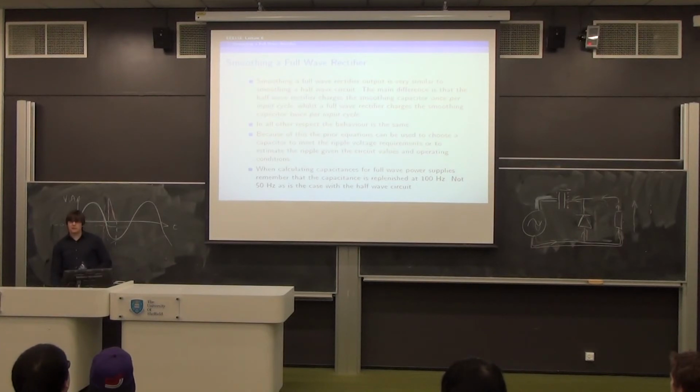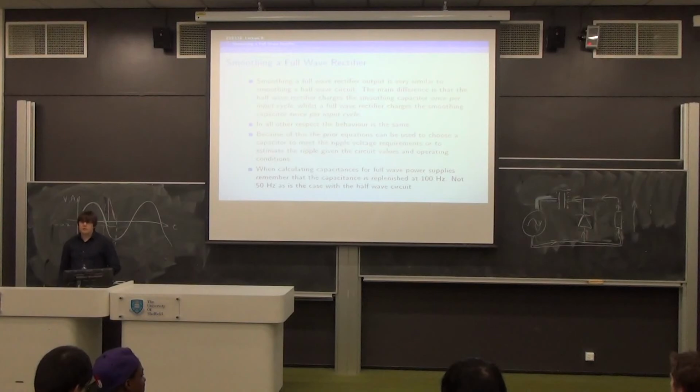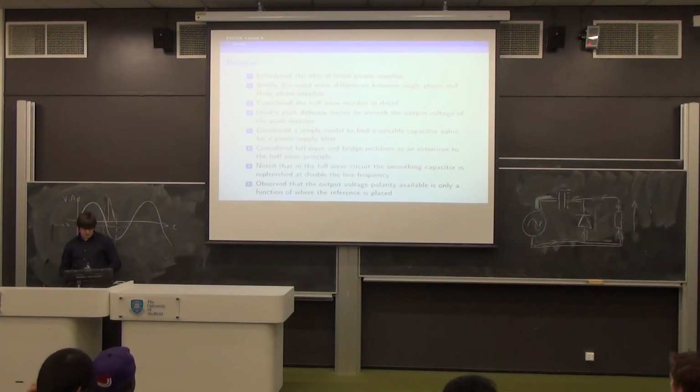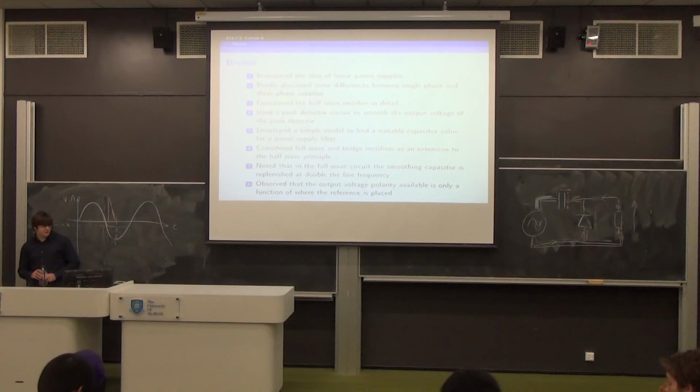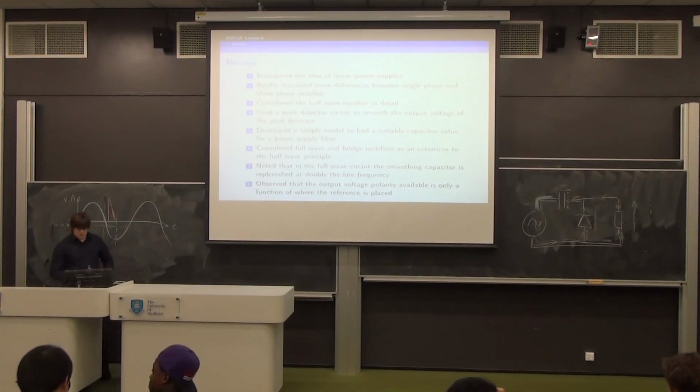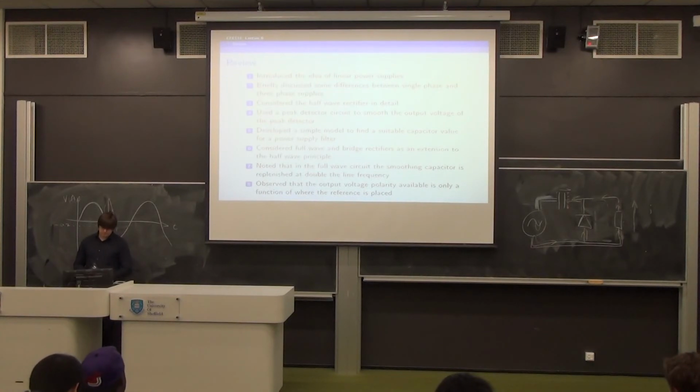So, full wave, 100 Hz in Britain, 120 Hz in the States. Half wave, 50 Hz in Britain, 60 Hz in the States. And that's broadly it. So we introduced some linear power supplies, and we briefly discussed some differences between single phase and three phase. And then I talked about the half wave rectifier for quite a long time. And we said that it's basically a peak detector in disguise.